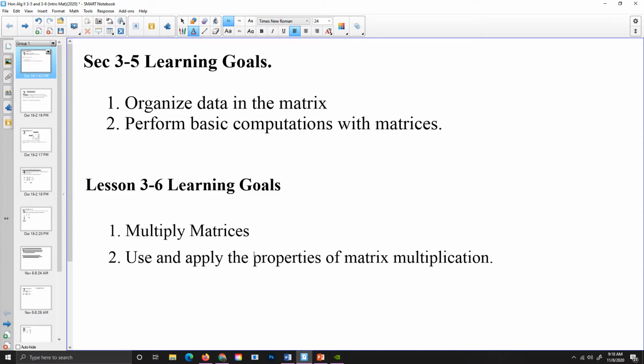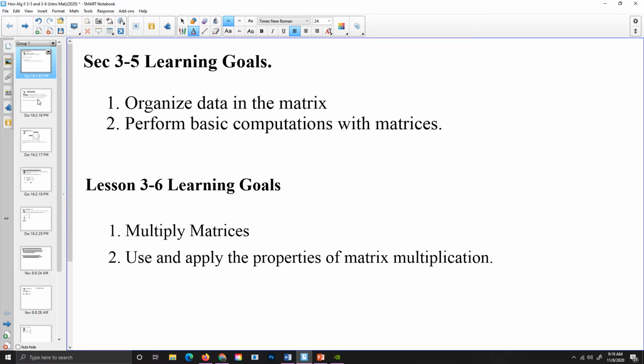So today, the section 3.5 learning goals: we're going to define what a matrix is, organize data in a matrix, and perform some basic computations with matrices. The lesson 3.6 learning goals are going to be multiplying matrices and applying the properties of matrix multiplication.